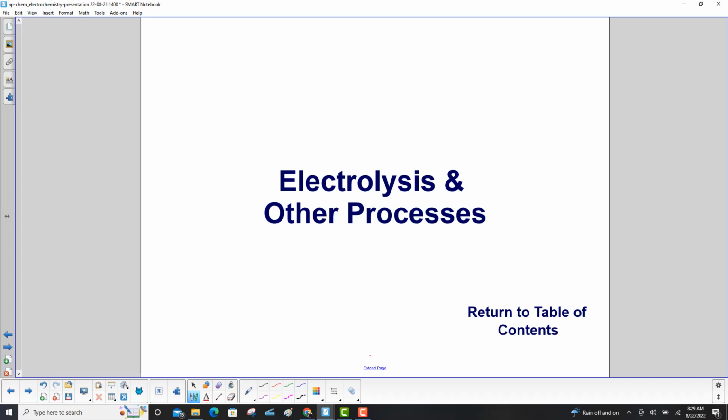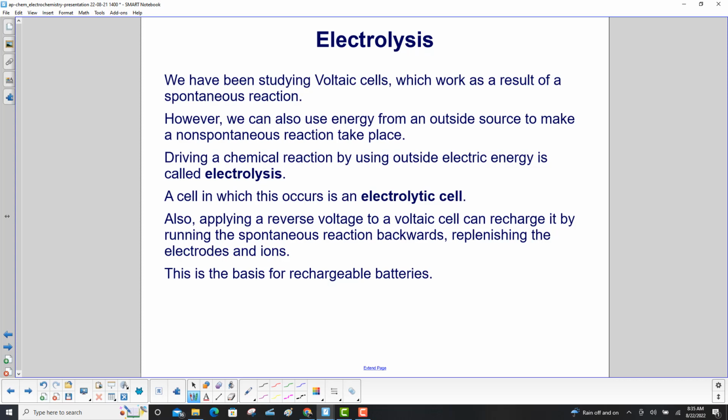Electrolysis and other processes. We have been studying voltaic cells, which work as a result of a spontaneous reaction. However, we can also use energy from an outside source to make a non-spontaneous reaction take place. Driving a chemical reaction by using outside electric energy is called electrolysis. A cell in which this occurs is an electrolytic cell. Also, applying a reverse voltage to a voltaic cell can recharge it by running the spontaneous reaction backwards, replenishing the electrodes and ions. This is the basis for rechargeable batteries.